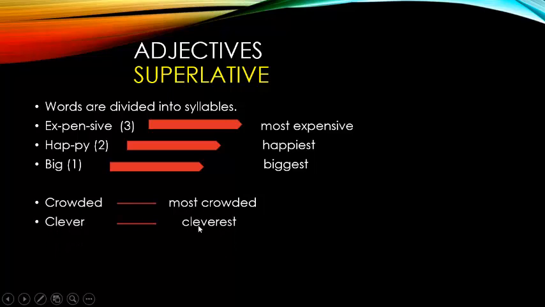And cleverer, it will be cleverest. So you have to get this. If you are allowed to add er, for sure you are allowed to add est. If you are using more before an adjective, you will use most in the superlative. So one rule gets you to the comparative and superlative. If you can differentiate between them, it will help you.